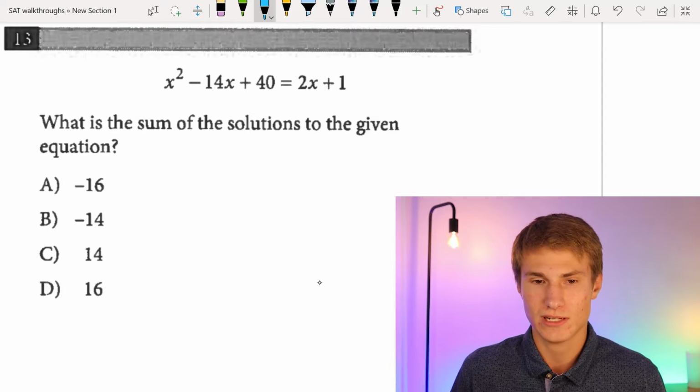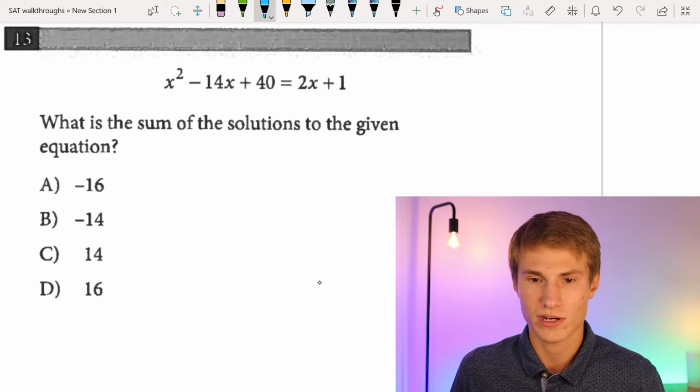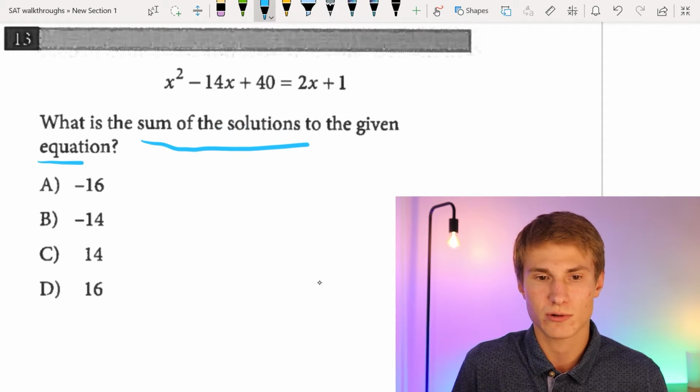All right, moving on to number 13. We've got: what is the sum of the solutions to the given equation? All right, I'm going to show you something you can use to solve this question really quick.